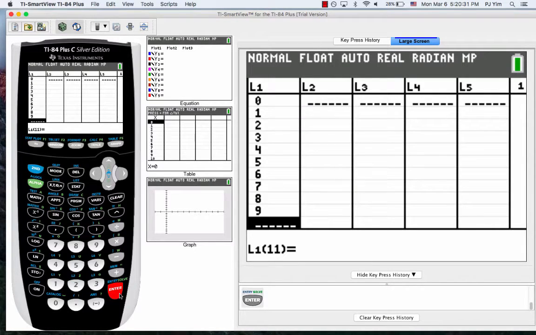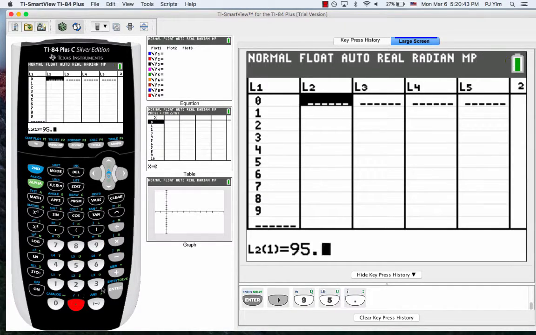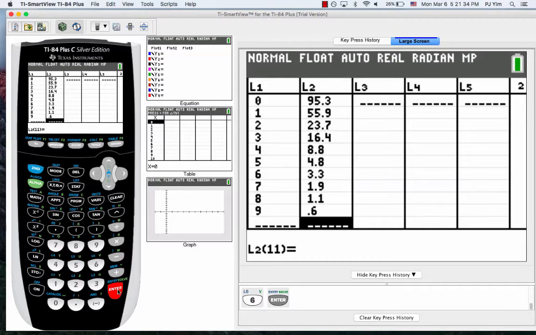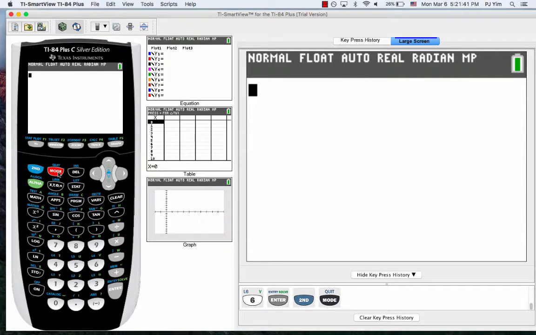Now that I have entered all the values of the week, 0 through 9, I'm going to arrow to the right to type in list 2, which starts with 95.3, like this, and press enter. And just keep entering the values. Now that I've entered all the values, you can quit over here and get back to the home screen.